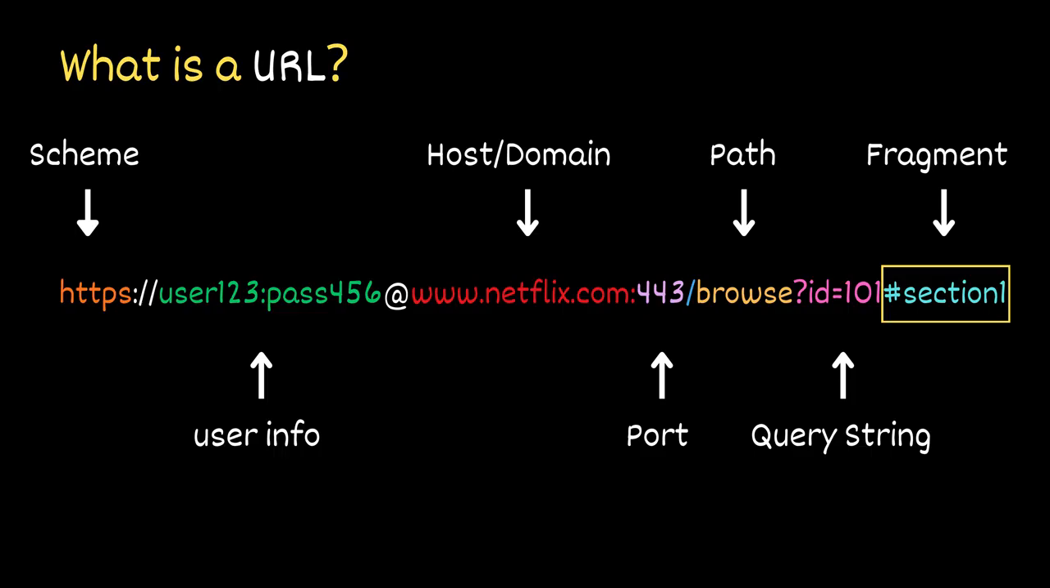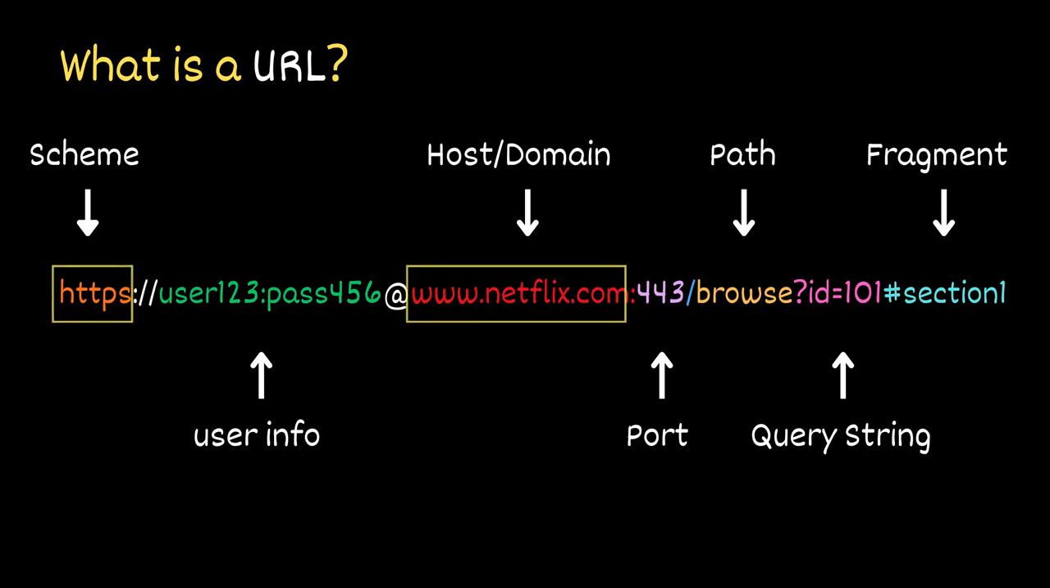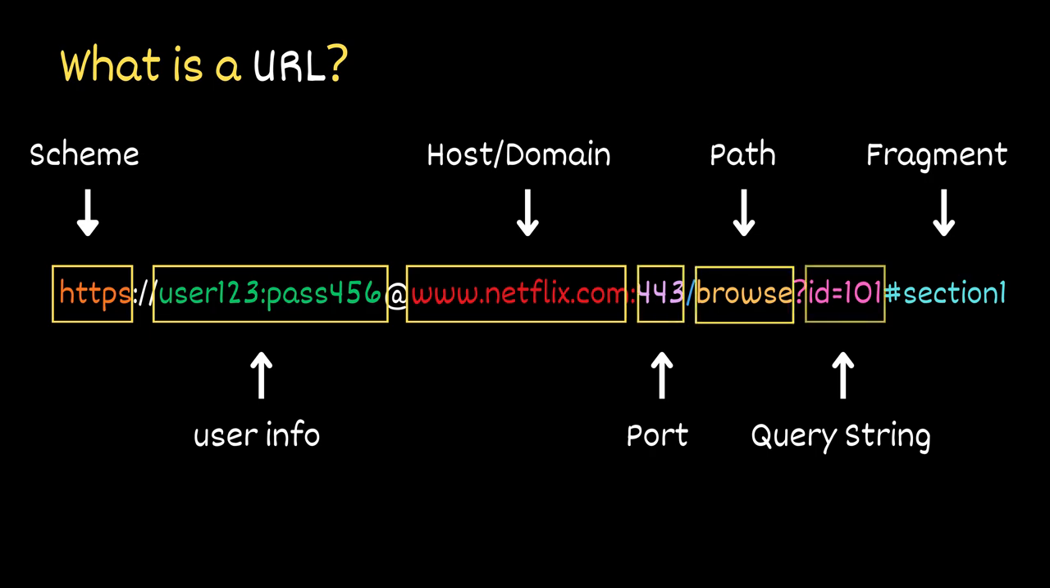So that's your URL, an instruction manual for your browser on where to go and how to get there. It says to the browser, go to Netflix securely, as user 123, through port 443, open the browse page, load item 101, and scroll to section 1.